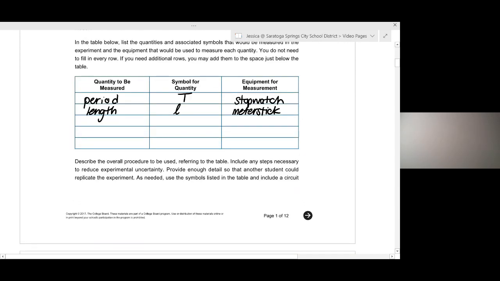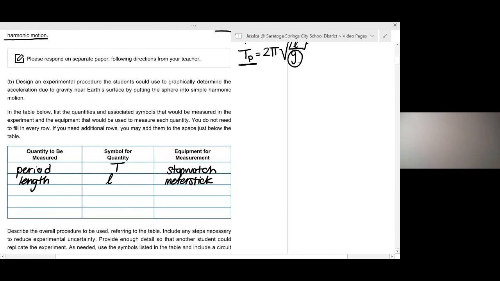Okay. So then we need to describe an overall procedure. Okay, so first things first, we need to set up the pendulum. And it'd be great if I could spell pendulum. My spelling has gotten worse in quarantine, guys.